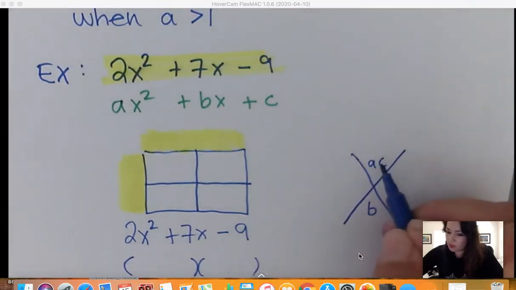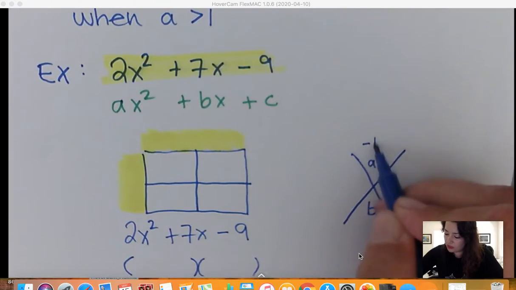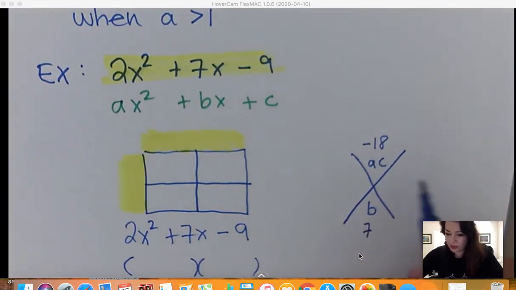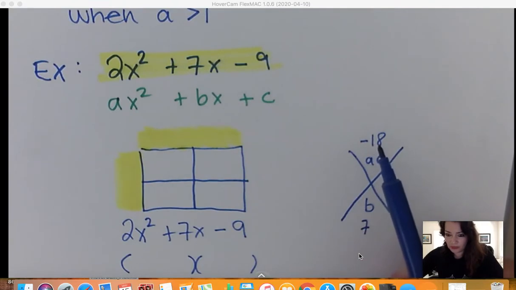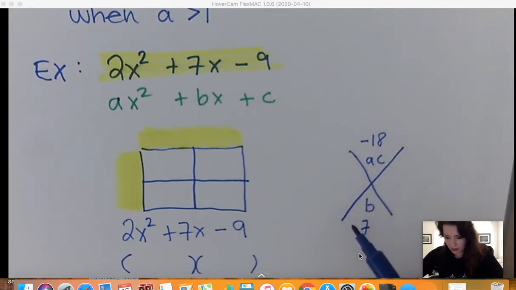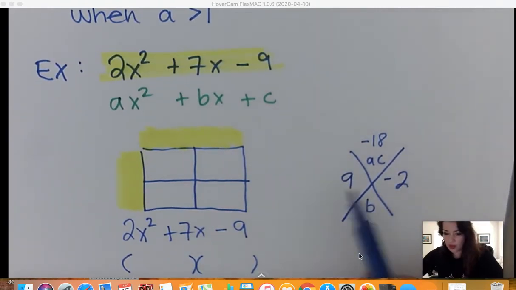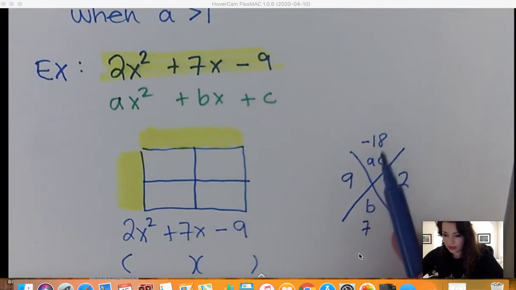So I want to multiply my a times c, which is -18, and my b value is 7. So can you think of two numbers that when you multiply give you -18 that add up to 7? If you said 9 and -2, you are correct. 9 times -2 is -18, and 9 minus 2 is 7.